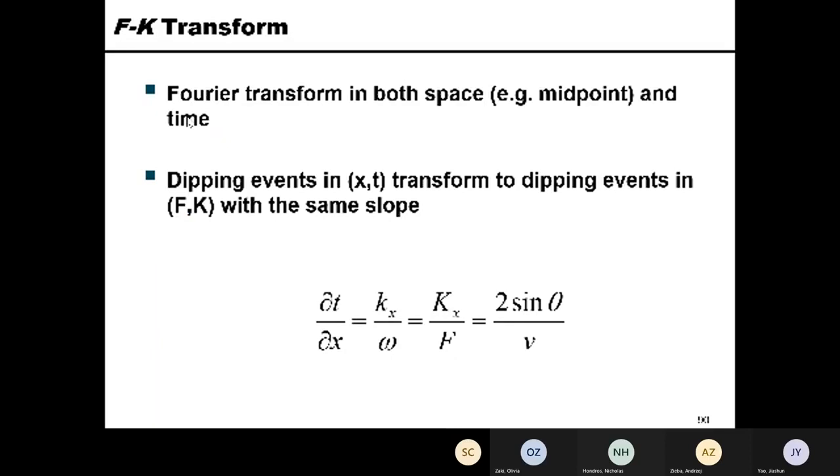Eastern Europe, from Slavic, I think. So Fourier transform in both directions, and we learned this before in the FK domain. So the dipping angle in the TX domain becomes a K to F ratio, right? This follows Snell's law, but divided by 2 because the velocity will be halved. Remember, yeah.